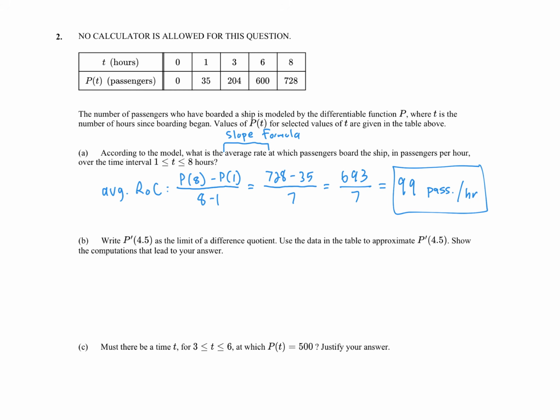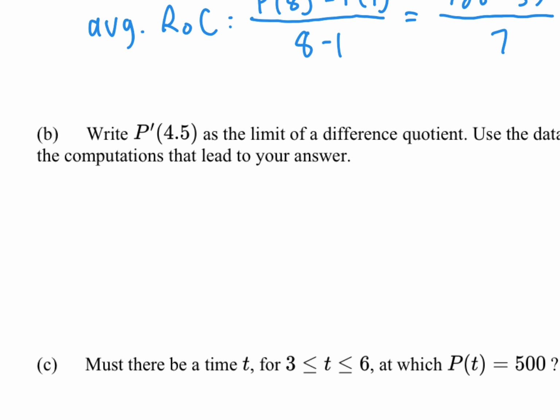Next one. They say write p prime of 4.5 as the limit of a difference quotient, and that's just according to the definition of derivative. Use the data in the table to approximate p prime at 4.5 and show the computations that lead to your answer. So first let's rewrite p prime at 4.5 as the limit of a difference quotient.